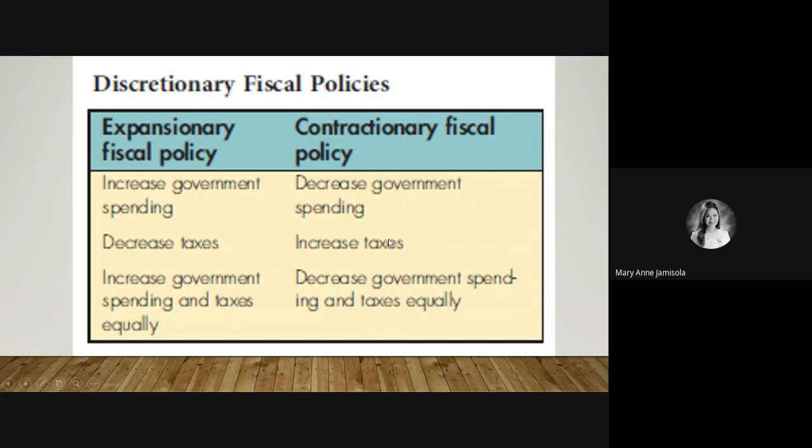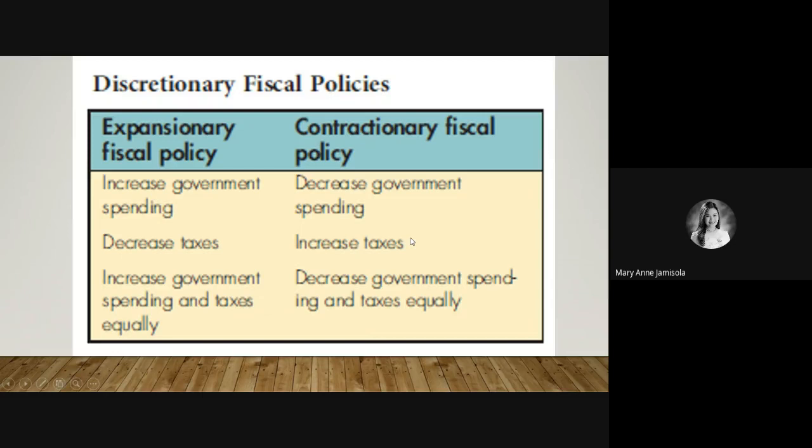So this is understandable, right? Because here we want to increase spending, expand or increase spending. If there are lower taxes, consumers are more encouraged to buy more, because we will have to pay less because of the decrease of taxes. Here for contractionary, the government wants to decrease spending, so it might want to increase taxes to discourage the consumers from spending more.